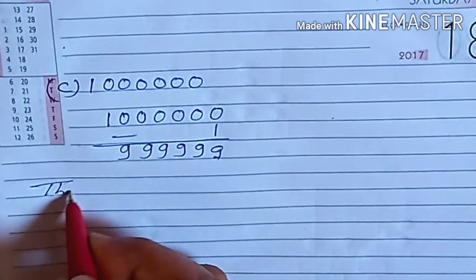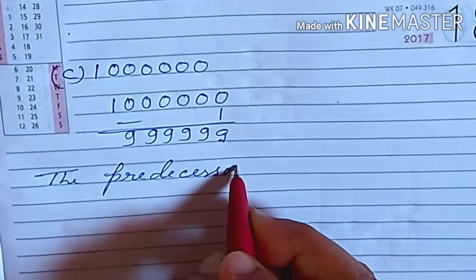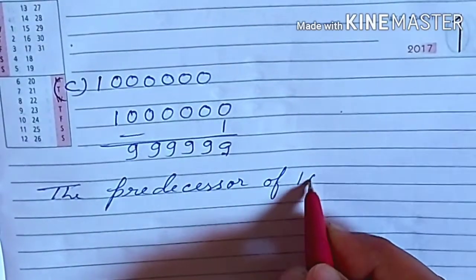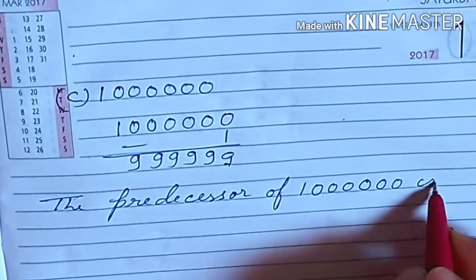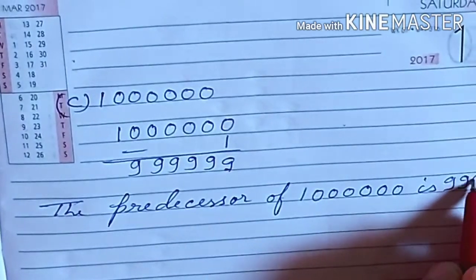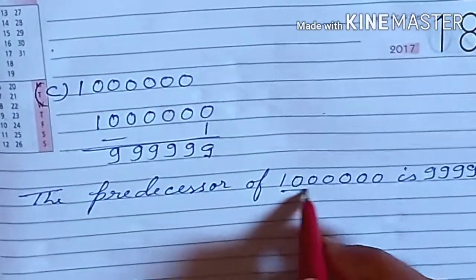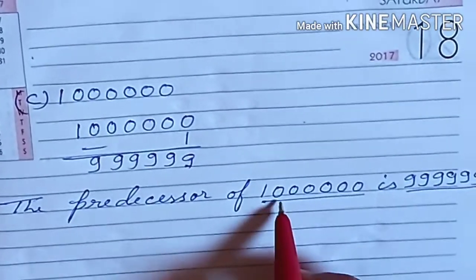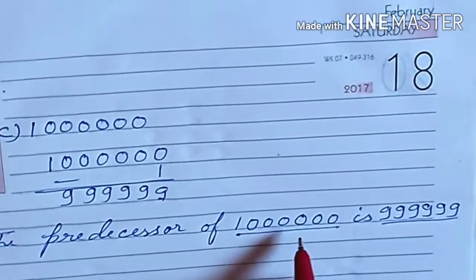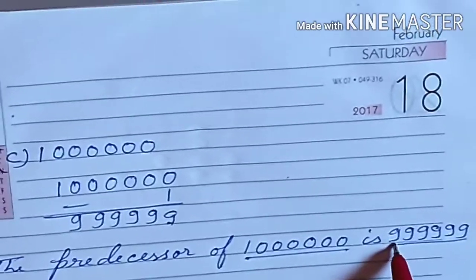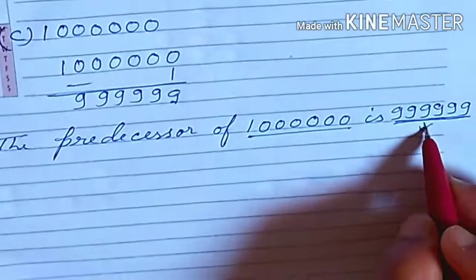The predecessor of 10,00,000 is 999999. Look at here. This is the smallest number of 7 digits, and the predecessor of the smallest number of 7 digits is the greatest number of 6 digits, because this is the greatest number of 6 digits.